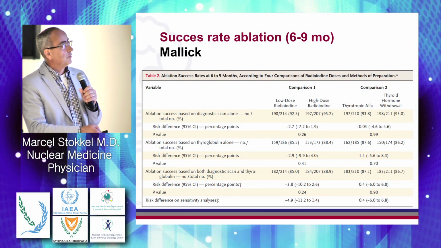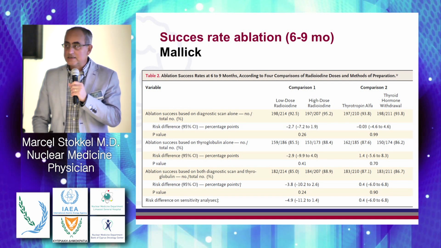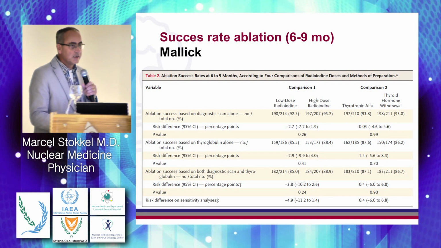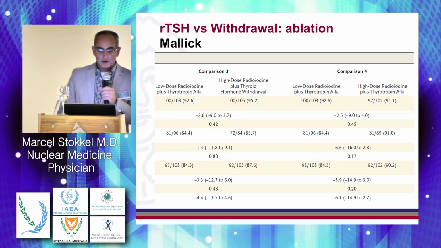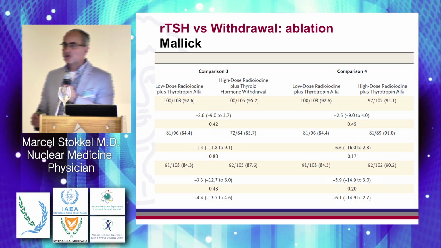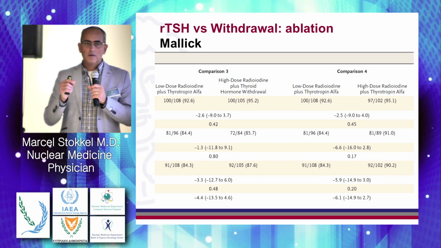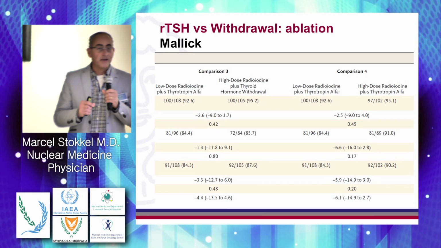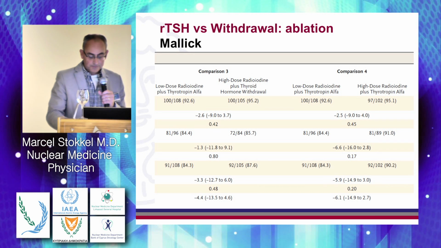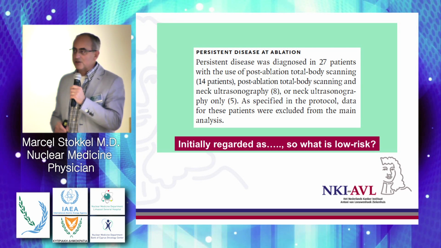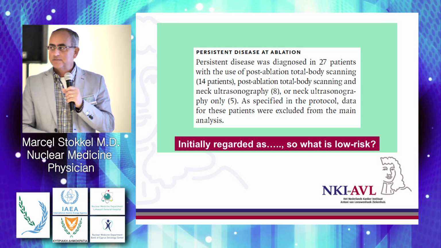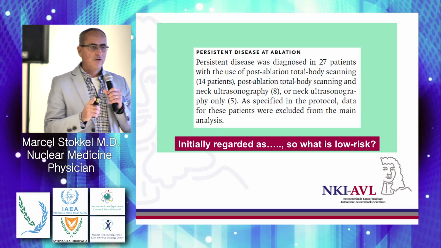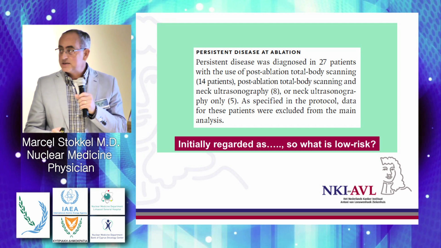But the follow-up was only 6 to 9 months. Keep that in mind. 6 to 9 months is rather short. You see here again, comparing other subgroups, the low-dose radioiodine plus TSH, etc. In general, it doesn't matter what you use. It favors the application of a rather low radioiodine dose. But what is the major comment on this? Persistent disease was diagnosed in 27 patients, and there we go. So there was thyroid cancer observed after 6 to 9 months.